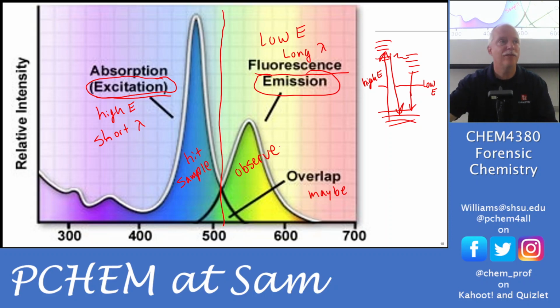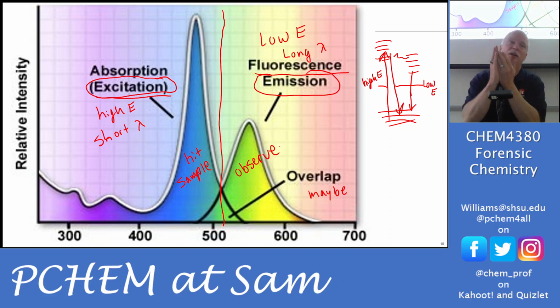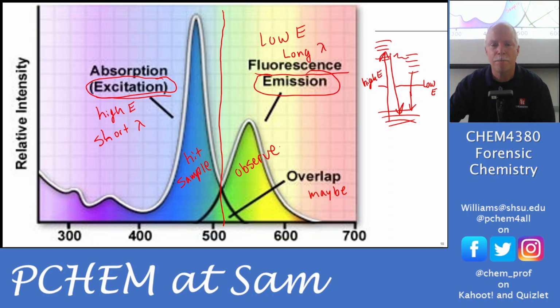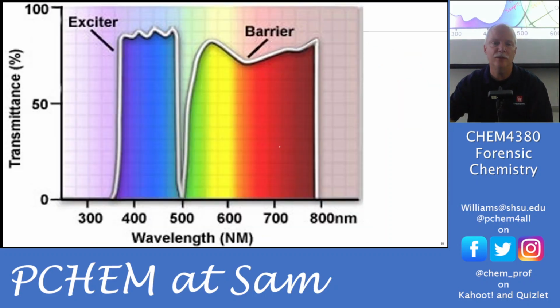It's not very safe, though, because standing around with black glasses on, walking around a crime scene, you're going to trip on something, you're going to hurt yourself. So it's never perfect, okay? But that's the idea, is you don't want to see any of the excitation light. You only want to detect the fluorescent light. And so to do that, we use filters, okay?